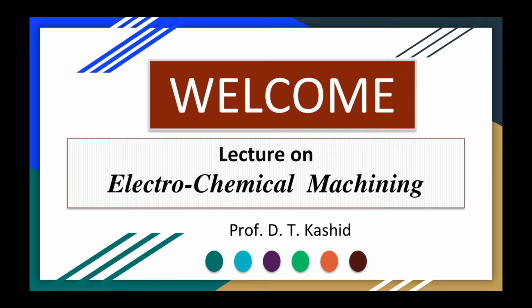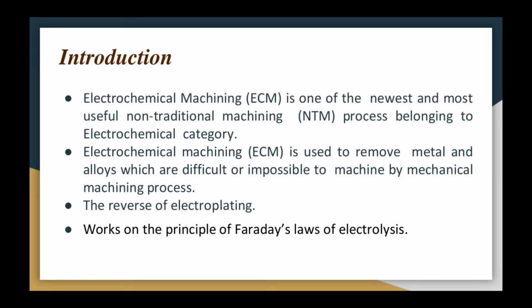Let us see the first part, that is the introduction about electrochemical machining. Electrochemical machining is one of the newest and most useful non-traditional machining processes belonging to the electrochemical category. It is used to remove material from metals and alloys which are difficult or impossible to machine by mechanical machining processes. This electrochemical machining process is a reverse of electroplating.